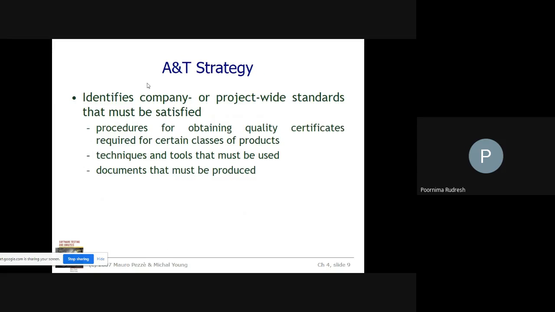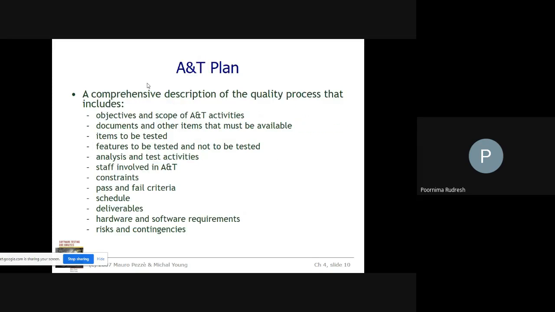We'll see the analysis and testing strategy. This analysis and testing strategy identifies the company or project-wide standards, and these standards must be satisfied by the developed product or software. To do that, we follow procedures for obtaining the quality certificates required for certain classes of products, and we use different automated and manual techniques and tools for analysis and testing. And during analysis and testing we need to produce documents.